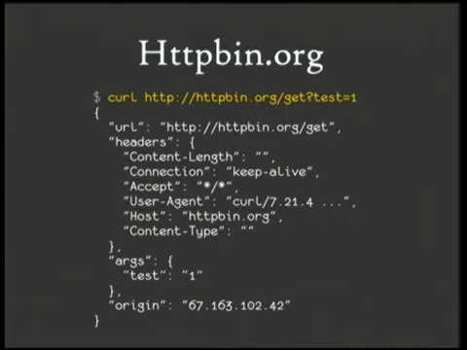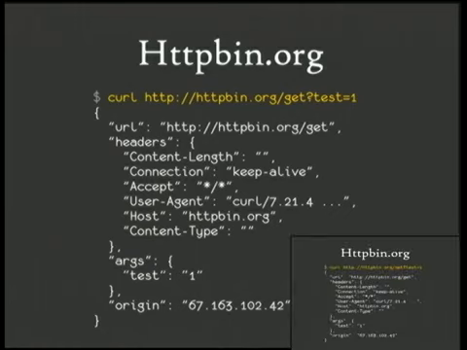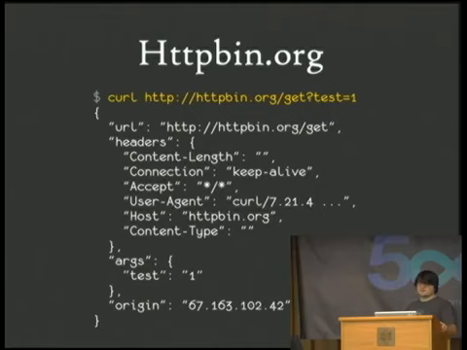HTTP bin, which kind of evolved out of the requests project. I was writing unit tests for requests, and I needed some kind of service that allowed me to inspect and see what was actually being sent to the server. It's a nice little mirror that you can run locally or use a hosted version, and it'll give you different scenarios. You can tell it to give you a certain status code and it'll respond with that, or challenge a certain type of authentication.